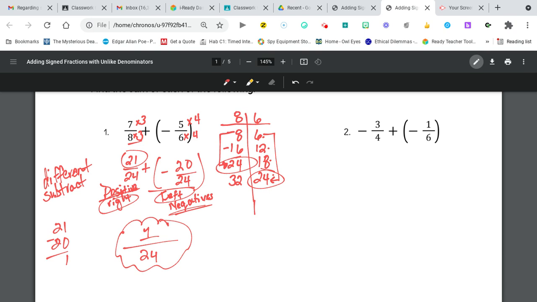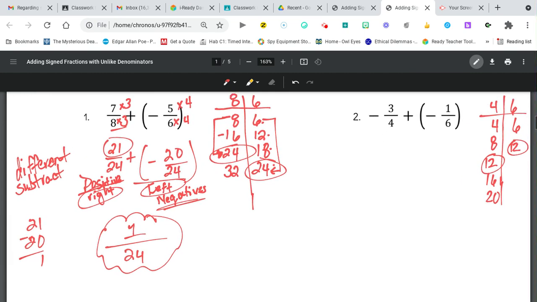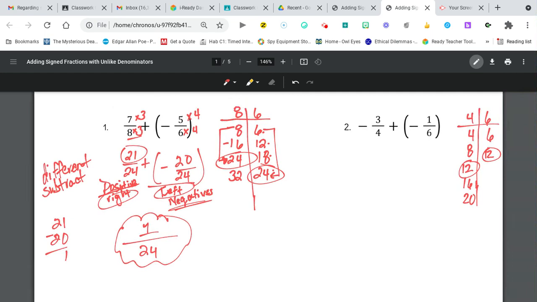All right, let's look at number 2. I'm going to do a T-chart for 4 and for 6. So there's 4, 8, 12, 16, 20, and so forth. Here you have 6 and 12. I'm going to stop. The common denominator is 12. I'm going to multiply 4 by 3. 1, 2, 3. So I'll multiply 3 times 3.